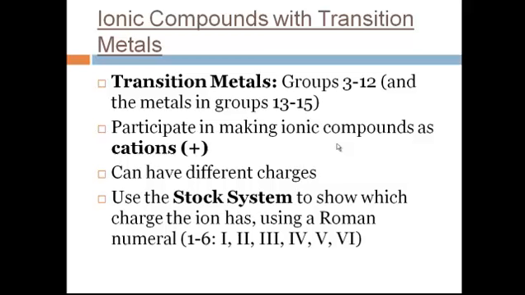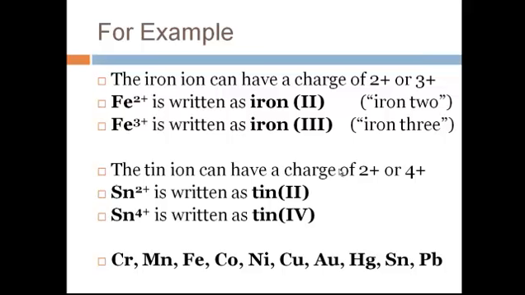So we use a system called the Stock system, which uses Roman numerals to show which charge these ions have made from the transition metals. So the only thing you have to know about the Roman numerals is 1 through 6, and they're listed here. 1 is I, 2 is II, 3 is III, 4 is IV, 5 is V, and sometimes you need 6, and that is VI. So here are a couple examples.